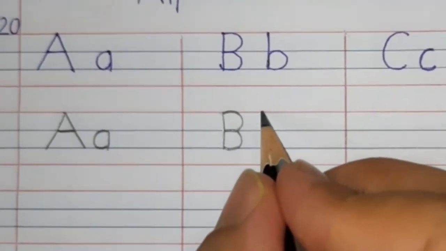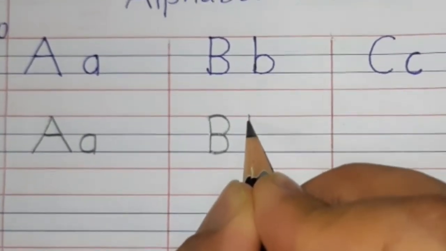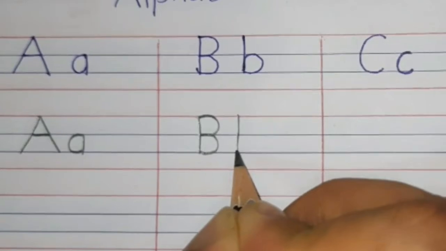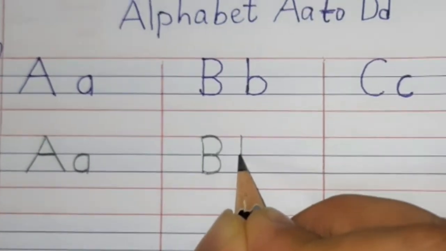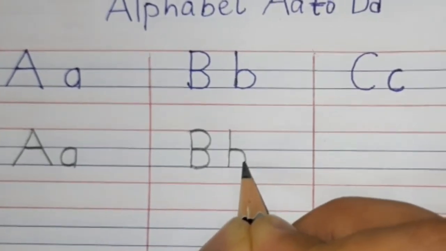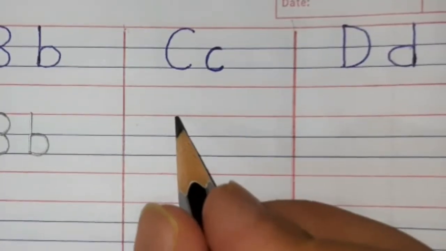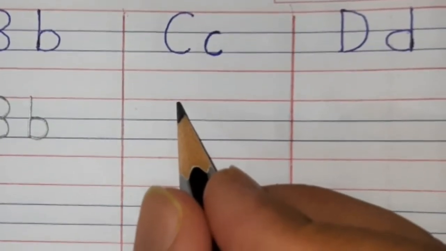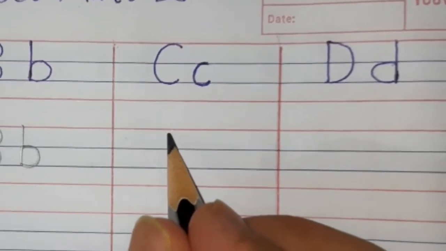Now small b. We will start from the first red line. Come down standing till the second blue line. Go up till the first blue line. Make a curve. Come down till the second blue line. We will write capital C. For capital C, we have to start a little bit down from the red line.